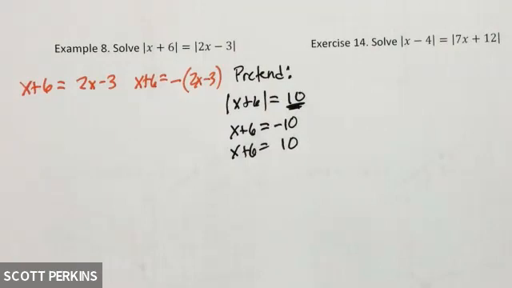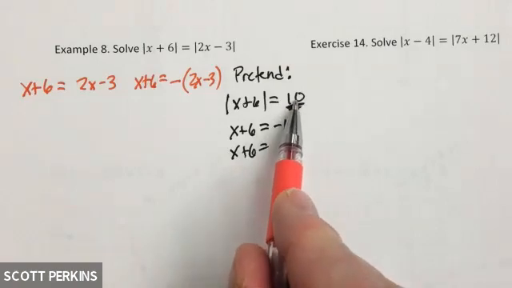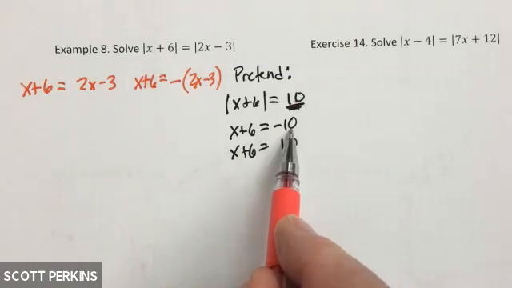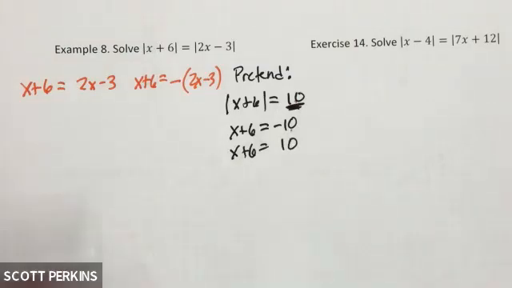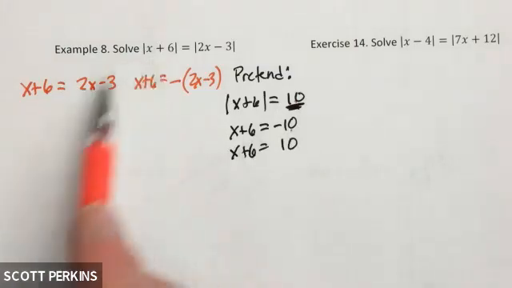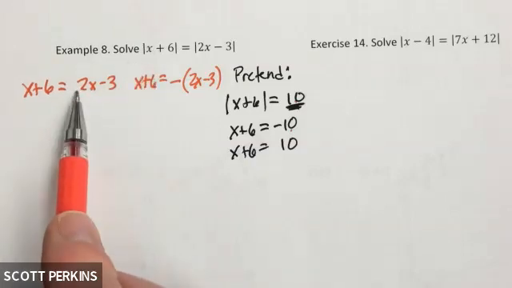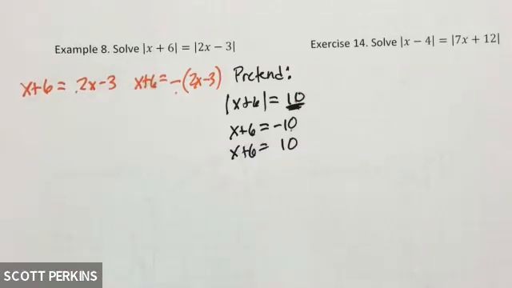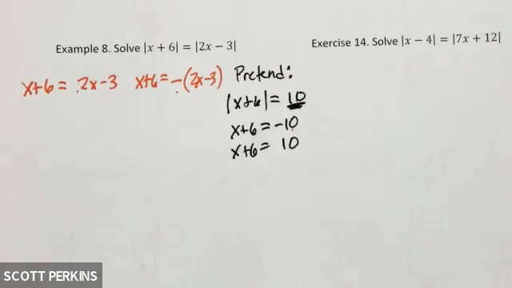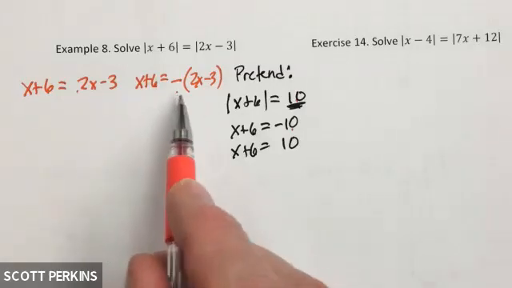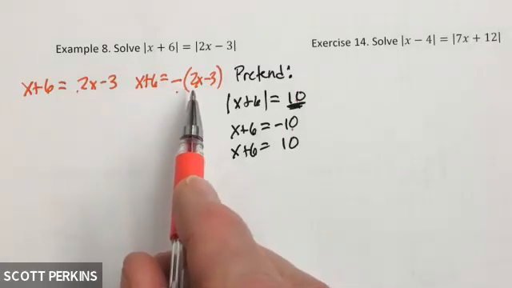So notice I've done the exact same thing we did when it was just a number. When it was a number over here, we set the x plus 6 equal to the positive and the negative of the 10. Same thing here. I took the x plus 6 and I set it equal to the positive and the negative of the 2x minus 3. Same exact process. Only caution I'll give you is don't forget to distribute on this right-hand one when you've got the negative.